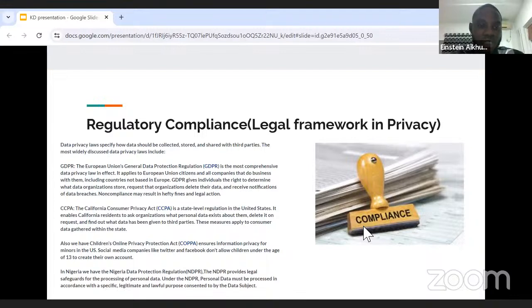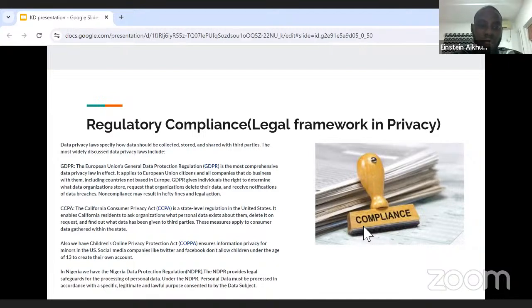While also we have the CCPA, the California Consumer Privacy Act. The California Consumer Privacy Act is a state-level regulation in the United States. It enables California residents to ask organizations what personal data exists about them, delete it on request, and find out what data has been given out to third parties. These measures apply to consumer data gathered within the states.